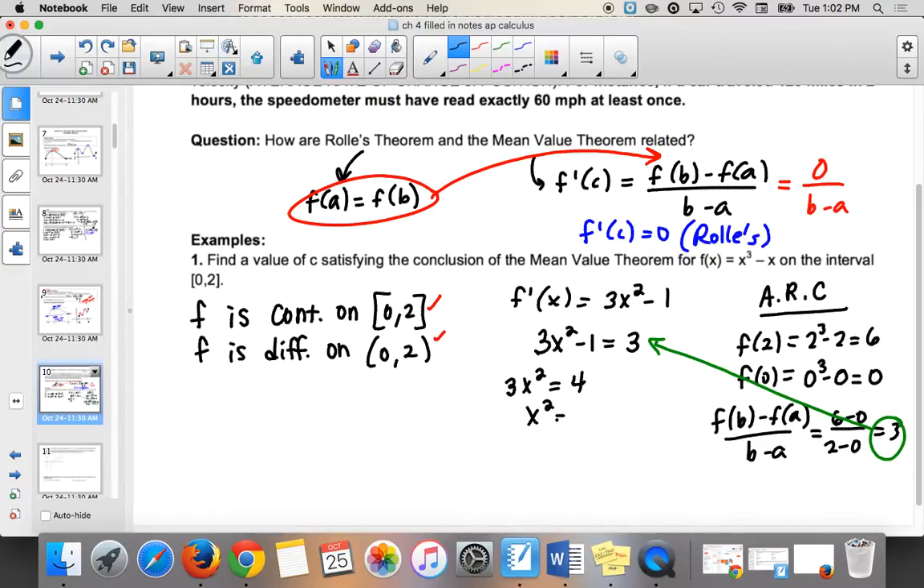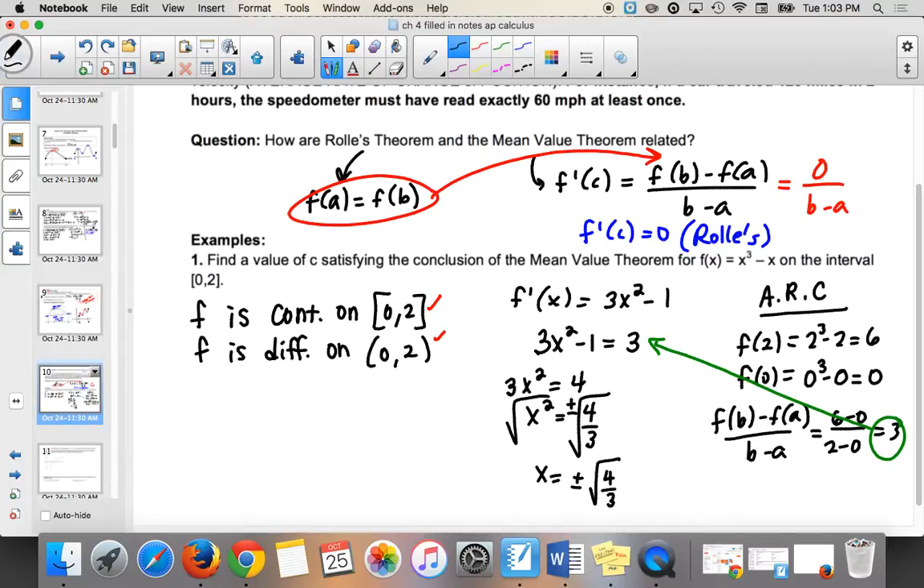x squared equals 4 over 3. We take the square root of both sides and do a plus or minus. So we get x equals plus or minus the square root of 4 over 3, or you could have 2 over root 3, or 2 root 3 over 3. It doesn't matter. Or you could have the decimal approximation, to 3 decimals, rounded or truncated.